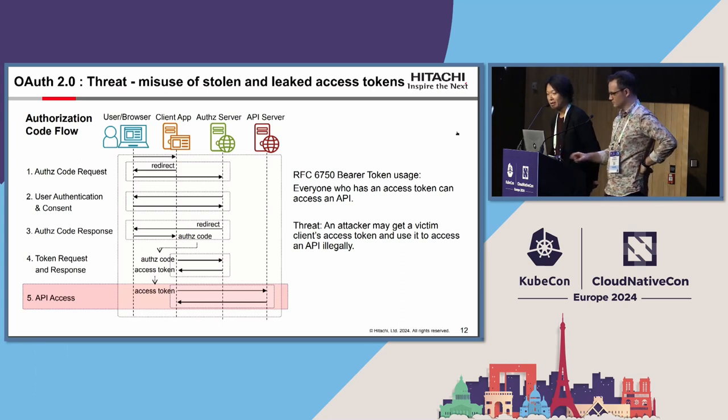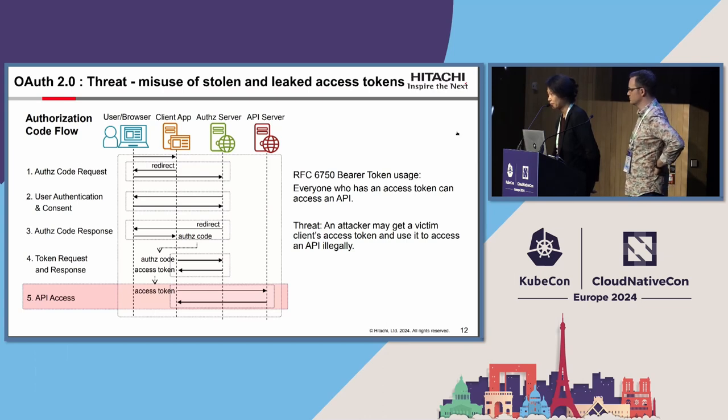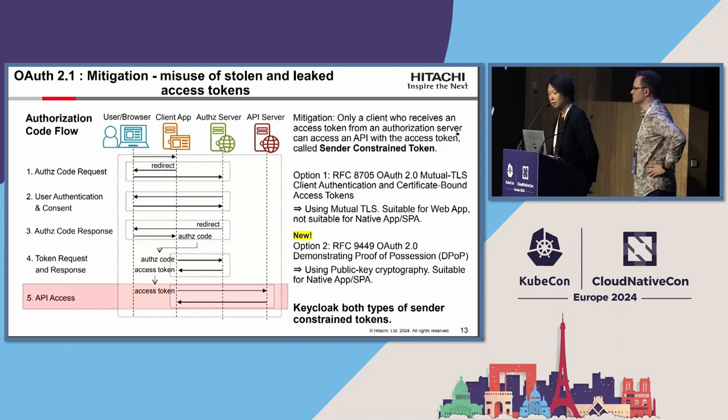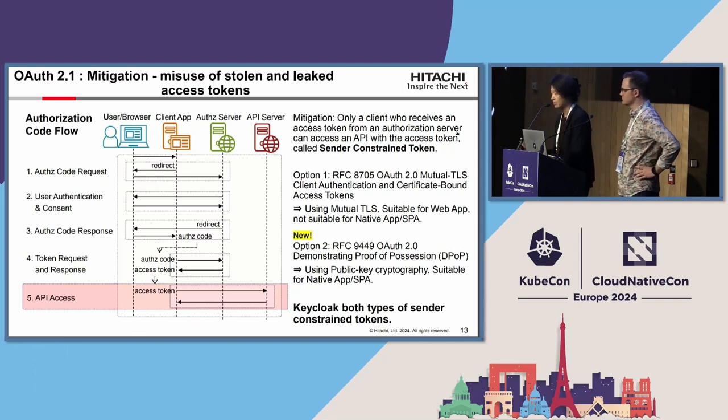Then this access will succeed, because OAuth 2.0 defines an access token as a bearer token. The bearer token allows everybody holding an access token to use it. Therefore, an attacker holding another client application's access token can use this access token. To prevent this misuse, OAuth 2.1 allows us to make an access token a sender constrained token. The sender constrained token only allows a legitimate client application to use this access token for accessing the APIs and so on. So an attacker that steals another client application's access token cannot use it.